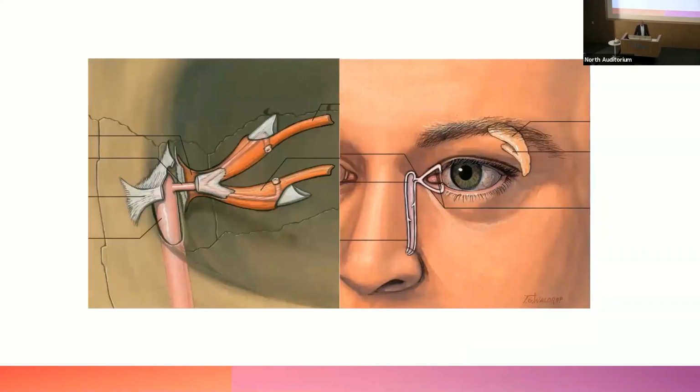Here's another view of those same structures. So inferior canaliculus, superior canaliculus, common canaliculus, lacrimal sac, nasolacrimal duct. And here it is again here. And there's your lacrimal gland, which produces your tears.